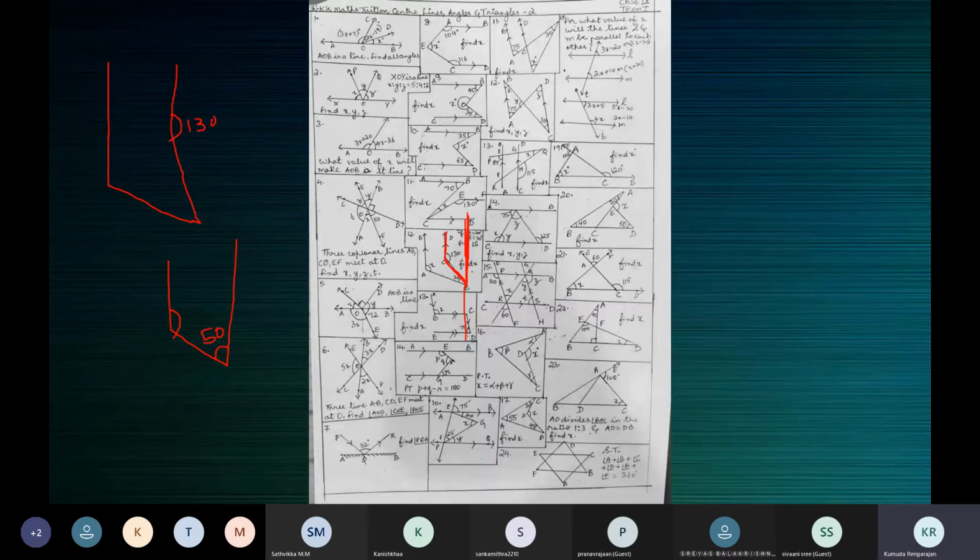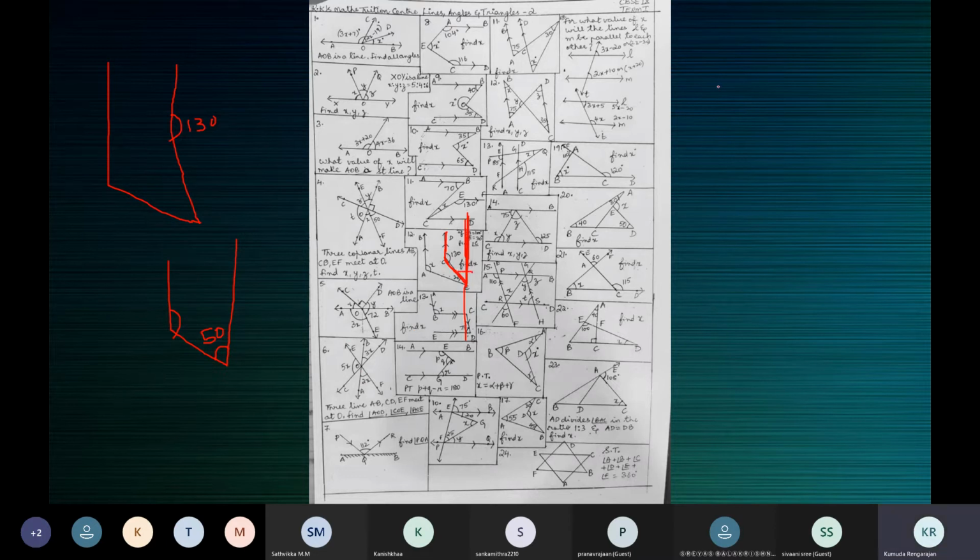You can mark that angle A. If you're wondering how to present it, mention the parallel lines: CD is parallel to PQ, and mention the transversal. So 130 plus A is equal to 180, allied angles are supplementary. So A is 50 degrees. This one is 50.